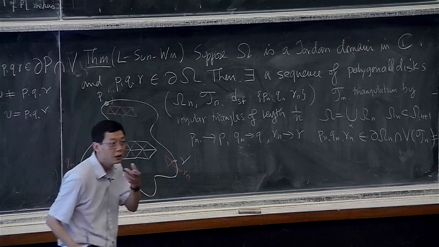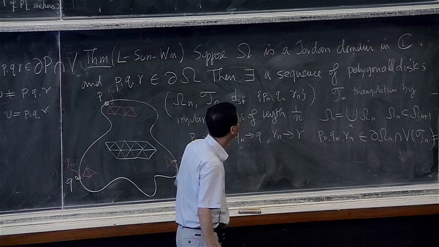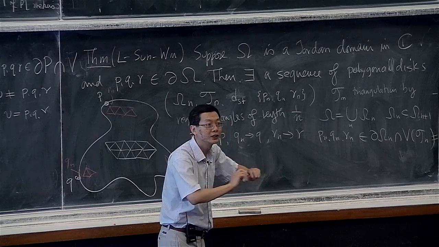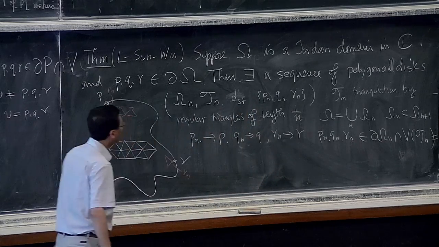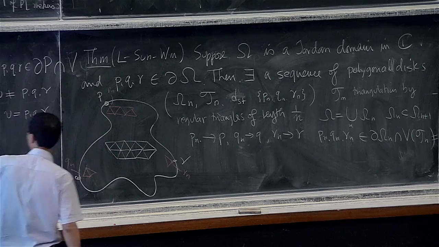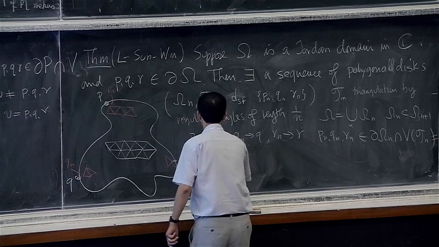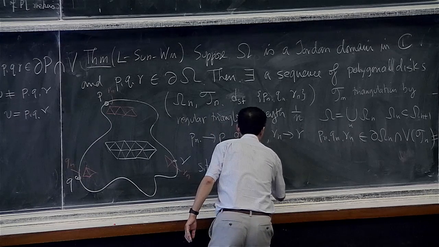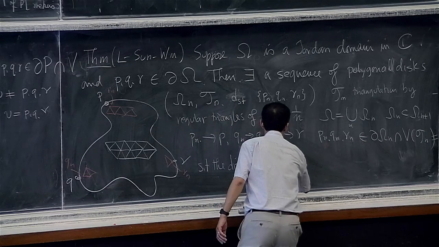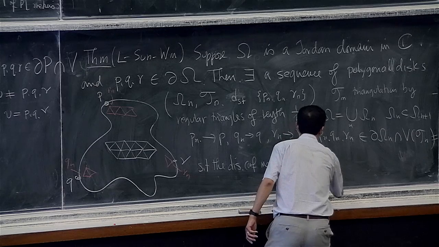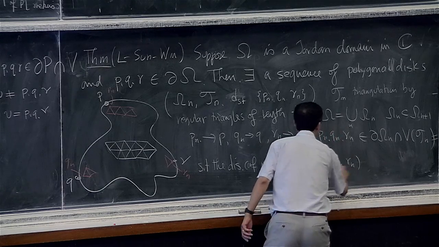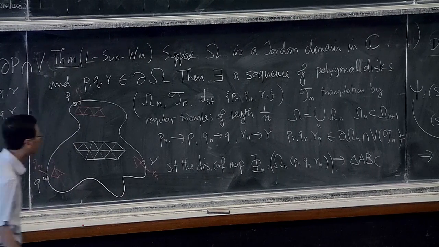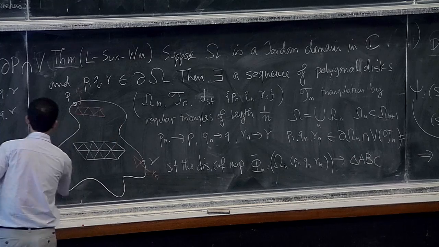Okay, so that's the edge length 1 over n, these are very small triangles. It doesn't matter, you can make it such that the discrete conformal map converges to the Riemann mapping. So the discrete conformal map phi n, sending omega n with Pn, Qn, Rn, we can normalize it to the triangle ABC, converges to the Riemann mapping sending this Jordan domain to the triangle.